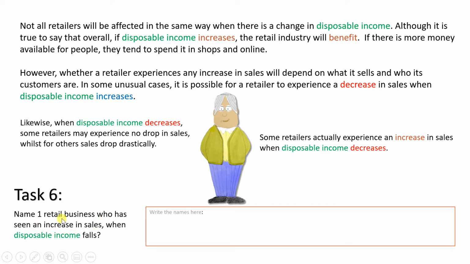Task 6. Name one of them. Name one of them who's actually benefited from this. So that little discussion above, you need to now do a bit of research and write the name of them in the task 6 box on the right.